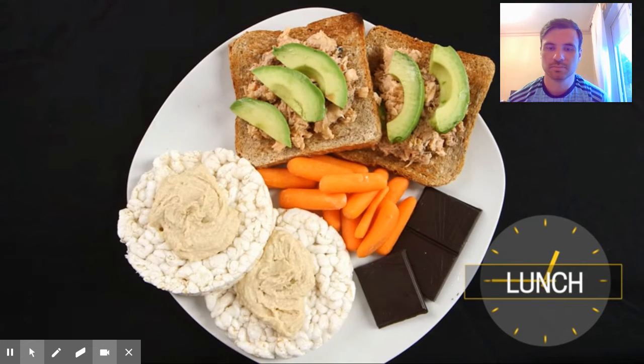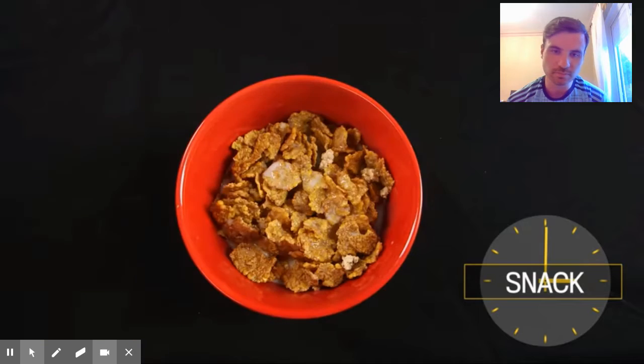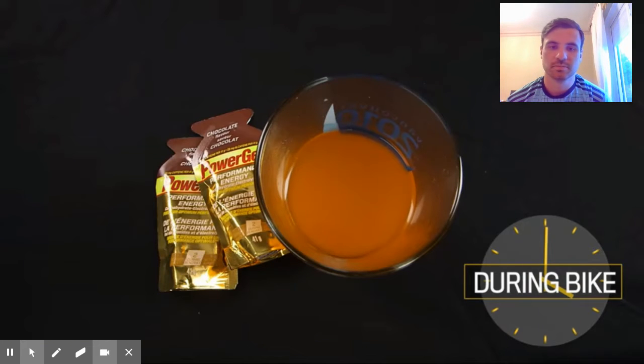Salmon contains omega-3 fats, which can reduce inflammation that builds up in muscles and joints over years of training. Sports drinks and gels give working muscles instant fuel and are great for physical activity that lasts longer than an hour.